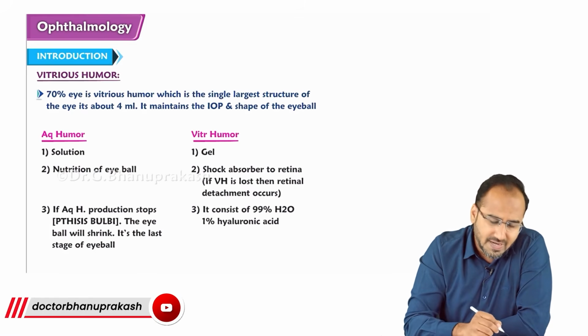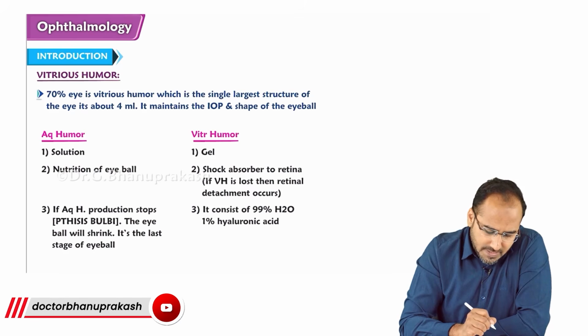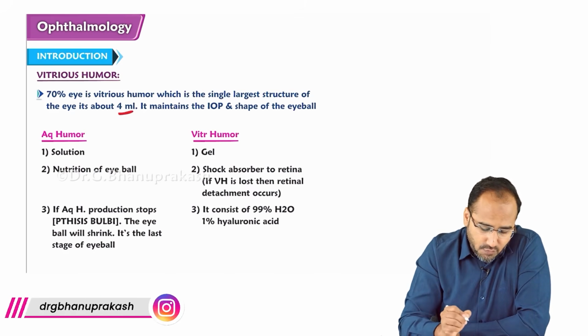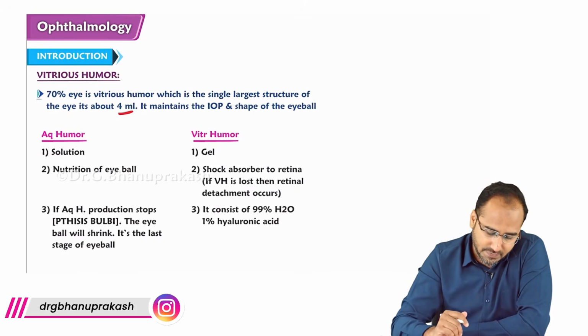Basically, I can say vitreous humor is 70% of the eyeball. 70% of the eye is vitreous humor, which is the single largest structure of the eyeball. About how many ml, guys? 4 ml. It maintains the intraocular pressure as well as the shape of the eyeball.